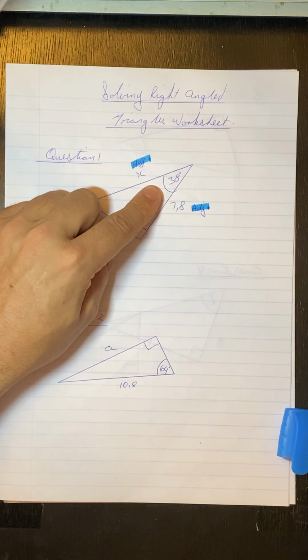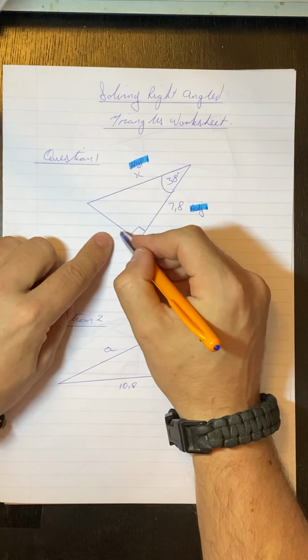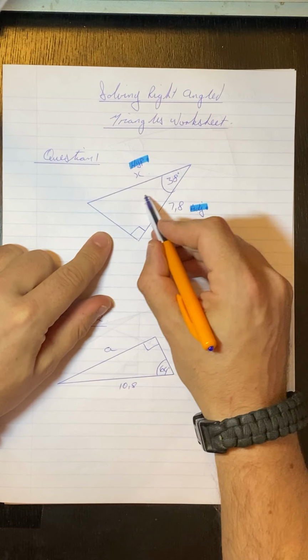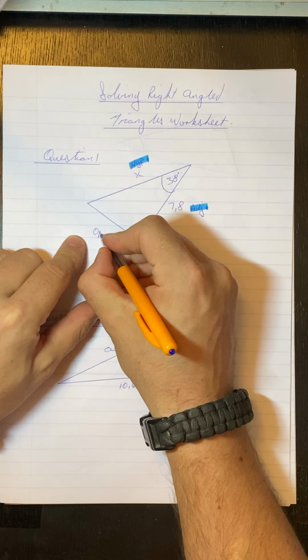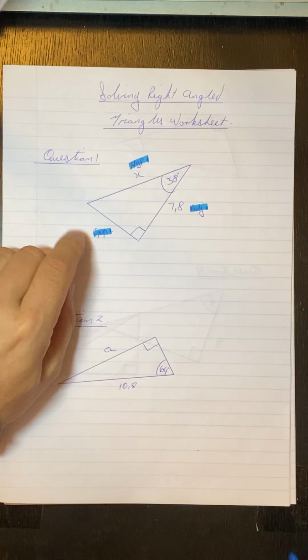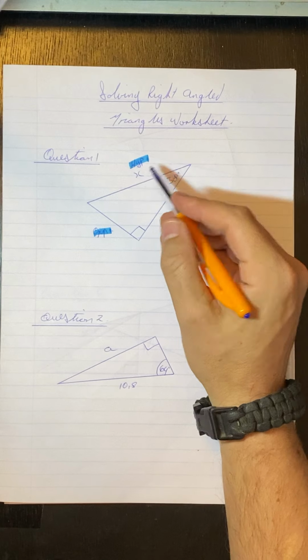Then you're going to find your opposite side. Well, it's pretty simple. You've got the two sides, and this has to be your opposite. If you have a look at your angle, the side opposite your angle is this one here. So we have all our sides labeled. Now we can figure out which trig function to use. We want to find this one.